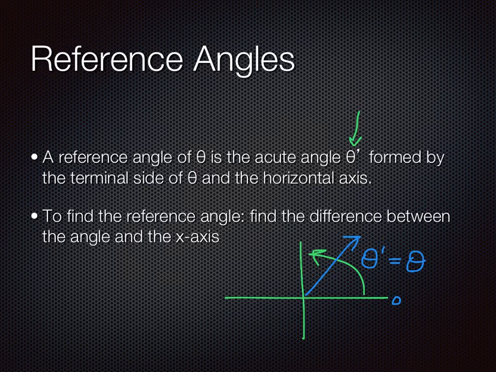In the second quadrant, so any angle in my second quadrant, I would find theta prime, or the reference angle, by subtracting the angle from 180. So 180 minus whatever theta is. For example, if I had 100 degrees here, then 180 minus 100 would mean my reference angle is 80 degrees. It's always the distance from the angle itself to the x-axis.